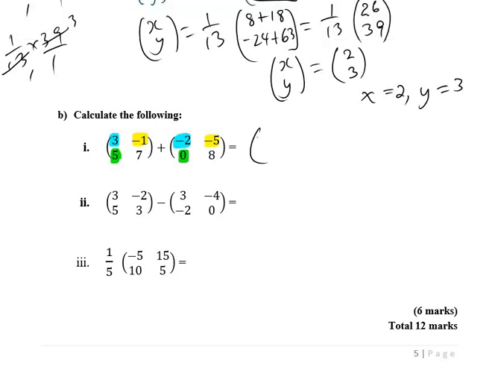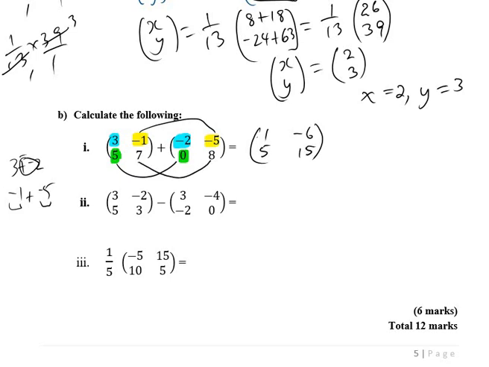So 3 plus negative 2, same thing as saying 3 minus 2, which is 1, right? Then next we're going to have negative 1 plus negative 5. We're going to add these two guys here. That's going to give us negative 6. When adding two quantities with the same sign, you add and keep the sign. 5 plus 0, that's 5. And 7 plus 8, that's 15.